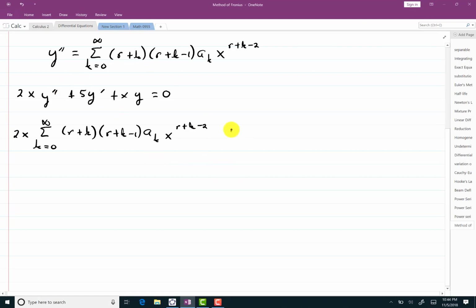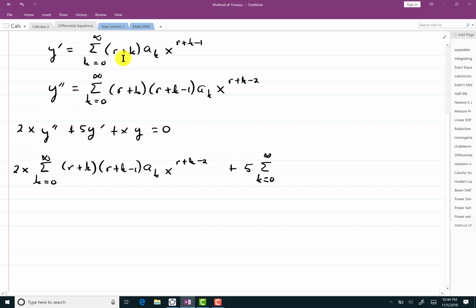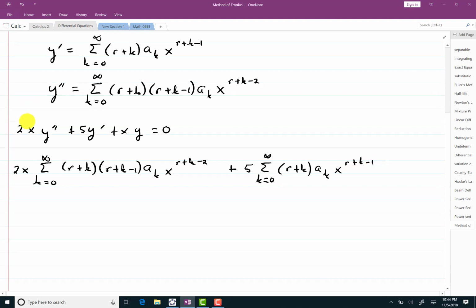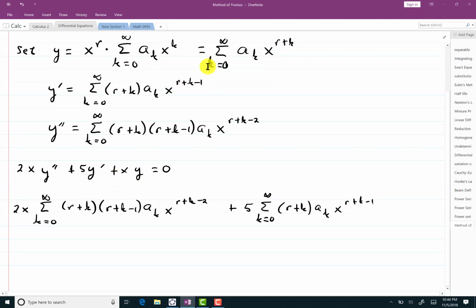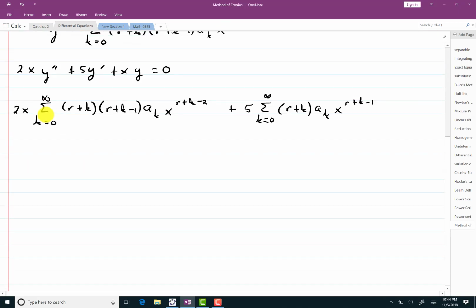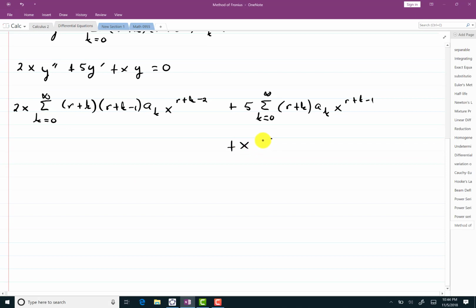And then I have 5y prime, and where did that one go? That was r plus k a sub k x to the r plus k minus 1. And then we had plus x times this stuff. Remember, this equals 0.